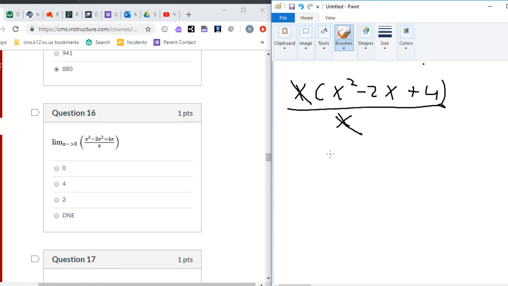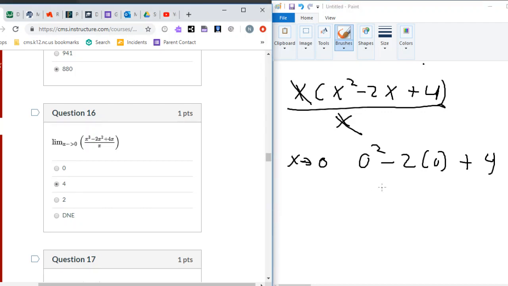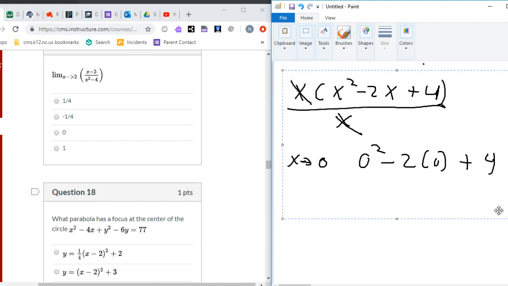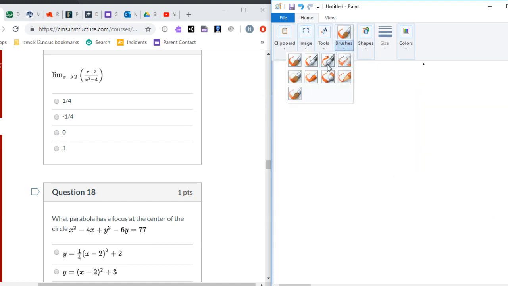What will this factor into? I don't think this will factor. But that's okay, because we can now just use direct substitution. Now that we're not divided by 0, as x approaches 0, we'll have 0 squared minus 2 times 0 plus 4, which is just 4. So the answer here is 4. Question 17. Limit as x approaches 2 of x minus 2 over x squared minus 4.